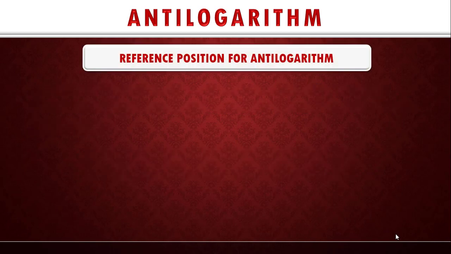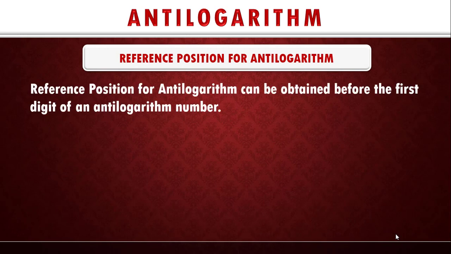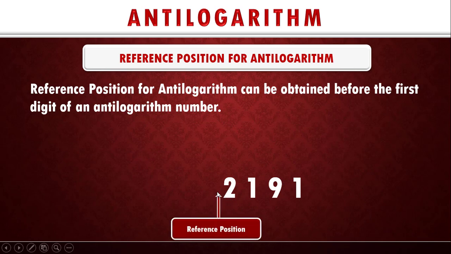Reference position for antilogarithm. Reference position for antilogarithm can be obtained before the first digit of an antilogarithm number. For an instance, we have this number 2191. So how do we know where the reference position will be? Well, the reference position will be before this 2, because 2 is the first digit here. So the reference position will be located here before the 2.